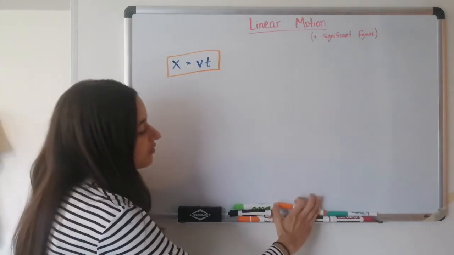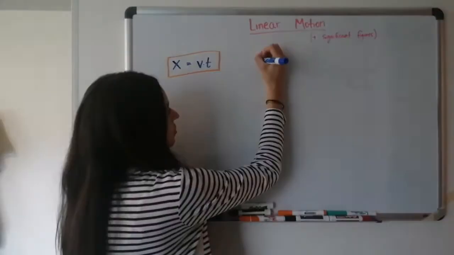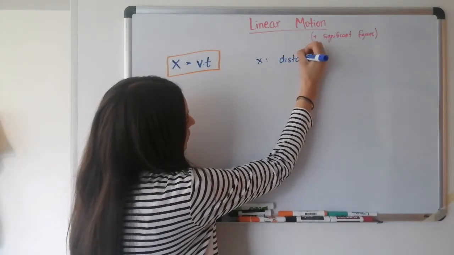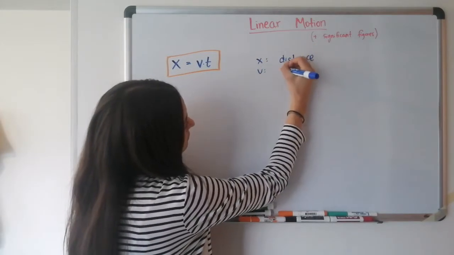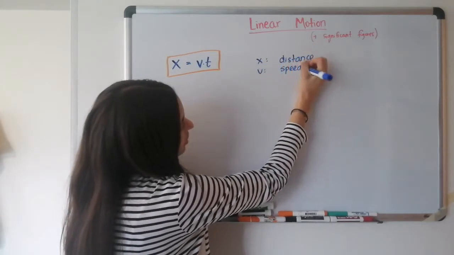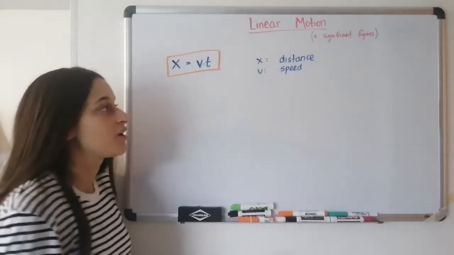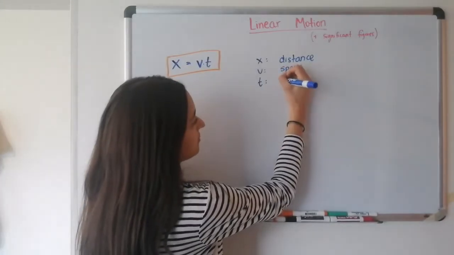As we had talked about before, x is a distance. V is a speed, and we use the letter v because of velocity. So we call it speed or velocity for now. And t is the time.